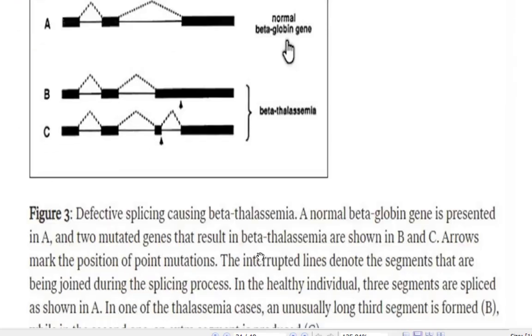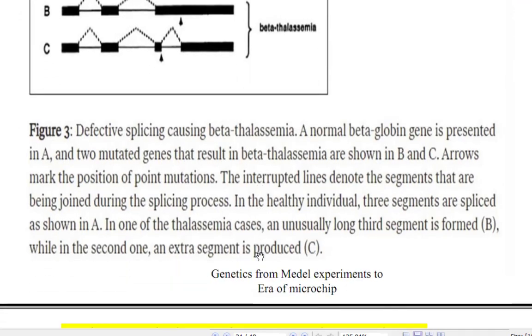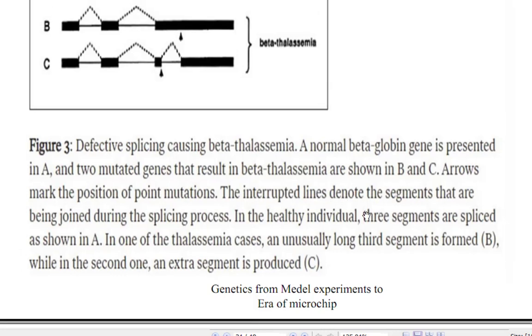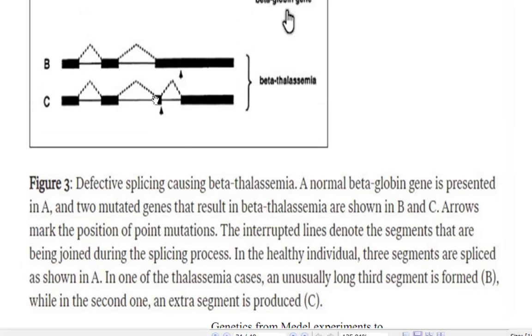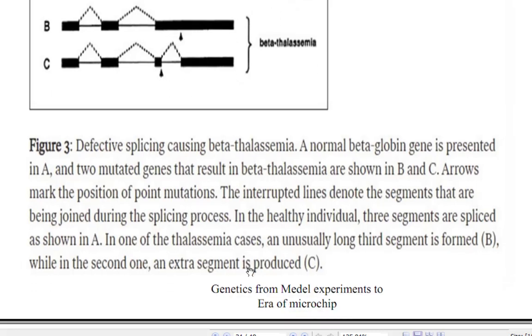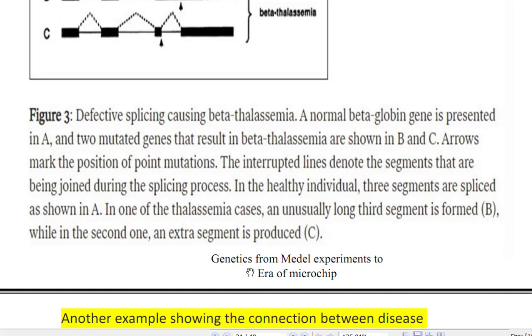Here, defective splicing causing beta thalassemia: a normal beta globin gene is presented in A and two mutated genes that result in beta thalassemia. The arrows may mark the position of point mutations. The interrupted lines denote the segments that are being joined during the splicing process.